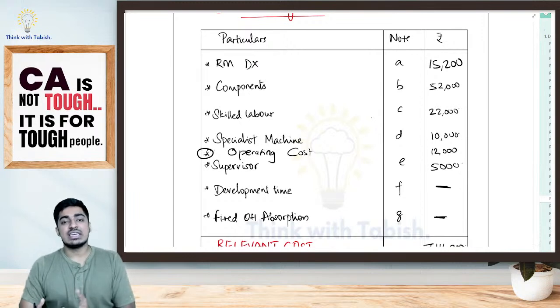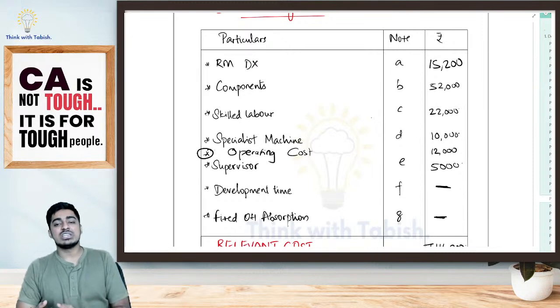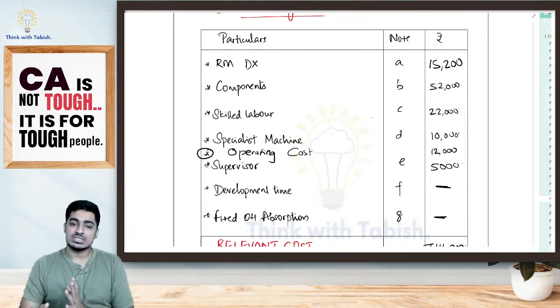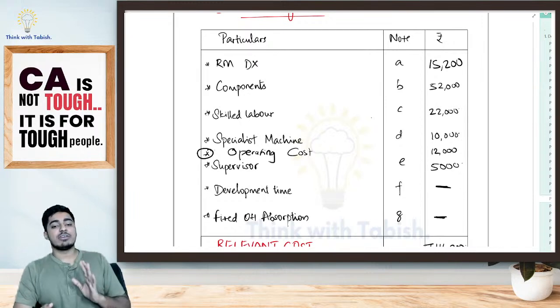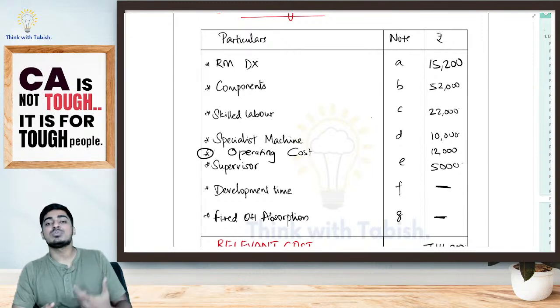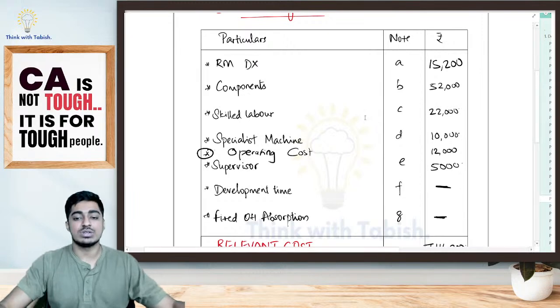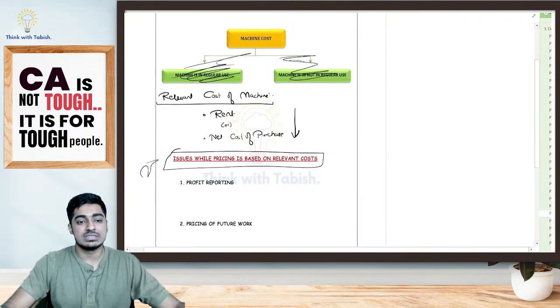Skilled labor, existing employees have to sacrifice, so wages plus opportunity cost is relevant. Specialist machine, company will choose the lowest of the three options. Operating cost has to be incurred for the special contract, so it is relevant. Supervisor, additional bonus is relevant, but the normal wage is irrelevant because spare capacity is available. Development cost, sunk, irrelevant. Fixed overhead absorption is just an absorption of existing overhead, irrelevant. As simple as that. Is it clear, students? So the relevant cost is 1,16,200 rupees.